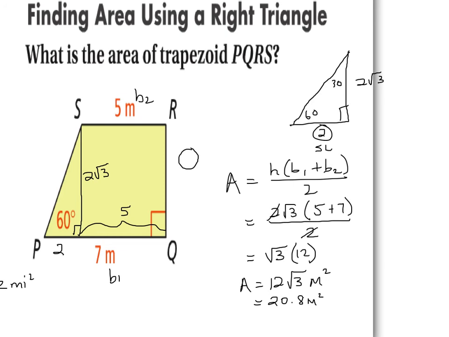So this concludes section 10.2, part 1, where we are finding the areas of trapezoids.